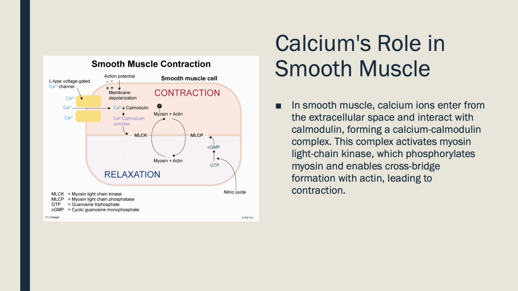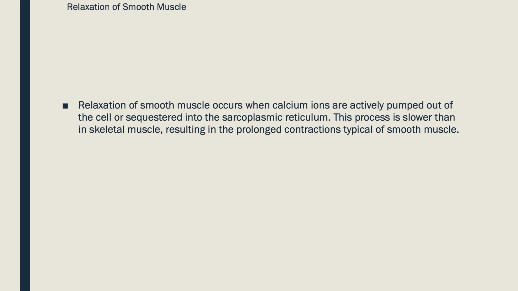And this is all part of calcium's role in smooth muscle. This is in contrast to skeletal muscle, because skeletal muscle will interact with troponin instead of calmodulin. The relaxation of smooth muscle occurs when calcium ions are removed from the cytoplasm of the muscle cell.